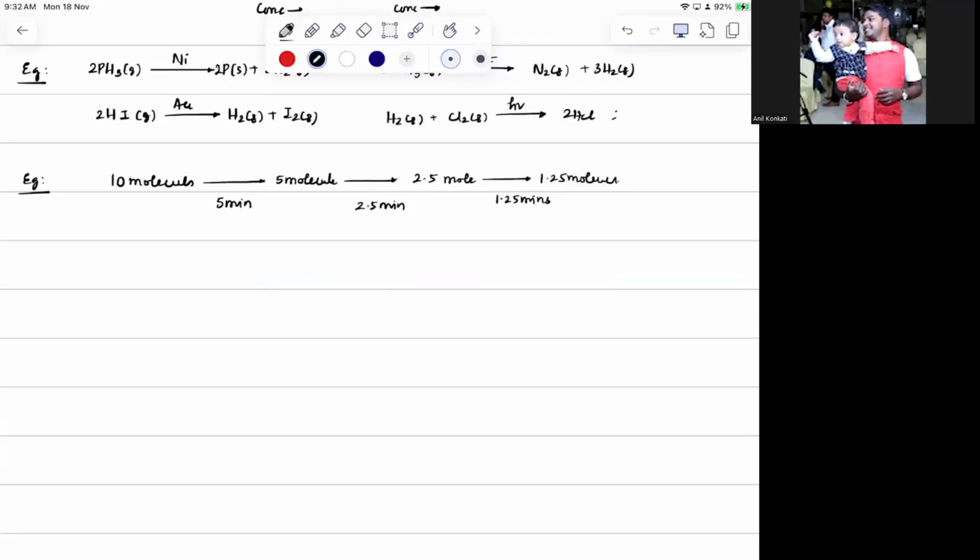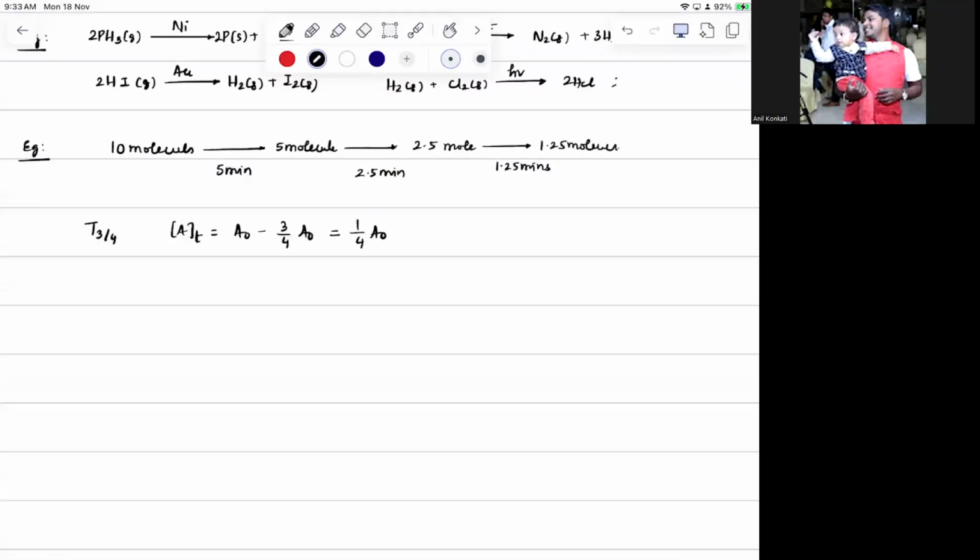Similarly, if it is given T3 by 4, T3 by 4 means when the concentration is becoming 1 by 4. So 3 by 4 is the amount that has been lost. This is again a confusion with students, so please be aware of it. When we write 3 by 4, 3 by 4 is the amount that has been lost, and the remaining amount is 1 by 4 of A naught. So 3 by 4 will be equal to 3 A naught by 4K of the reaction.